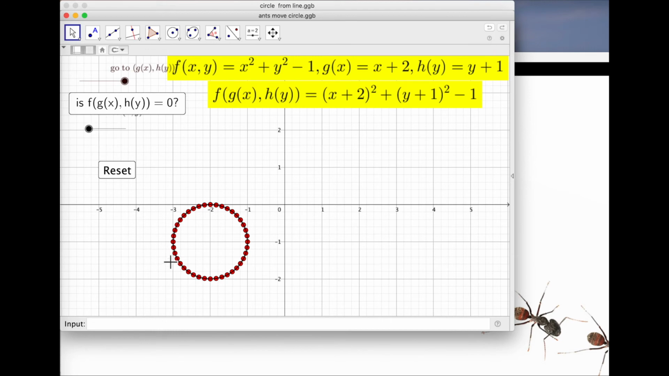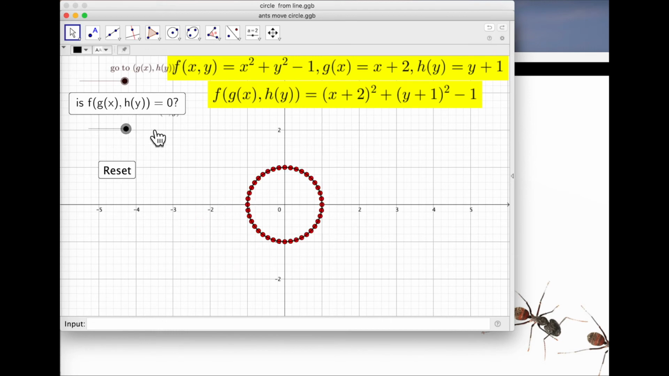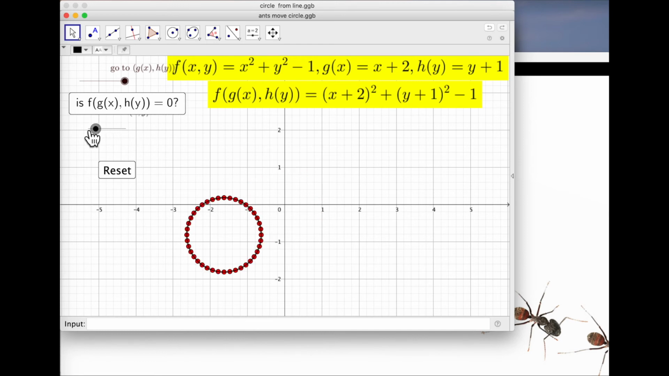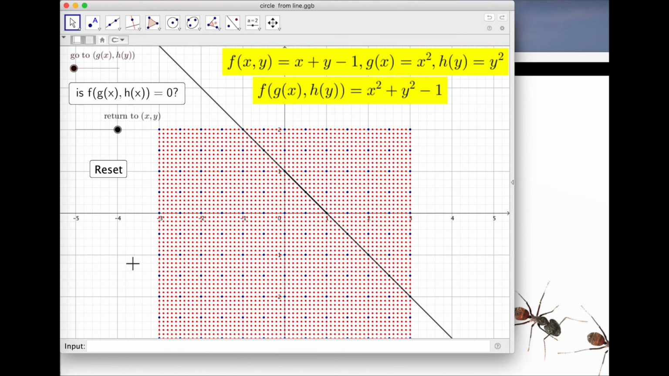So let's look at that again. These particular ants, right from the beginning, went right 2 and up 1, found they were on the curve, and then undid that transformation. So it looks like, again, the transformation that applies to the curve is the inverse of the transformation in the algebra. Well, that's a very simple function. These are both one-to-one functions with inverses. So for my last example, I'll give you one that isn't.